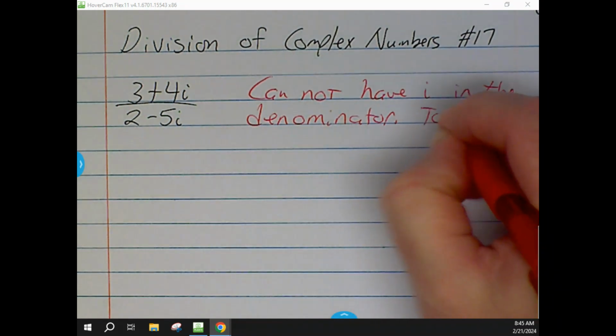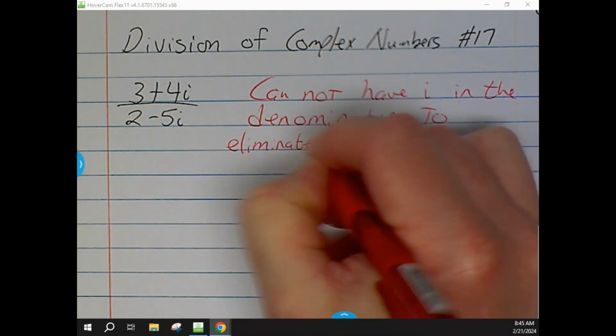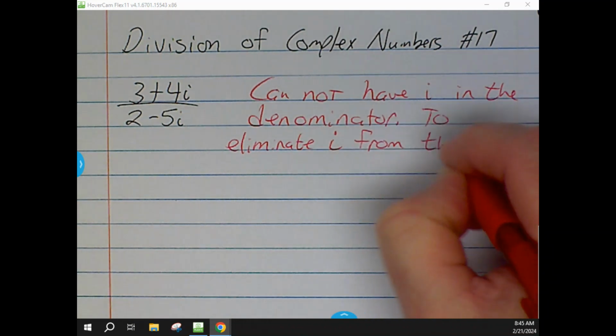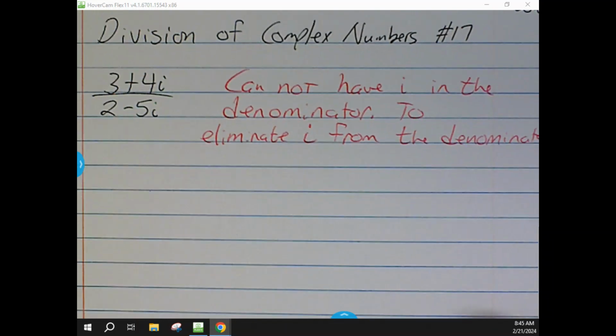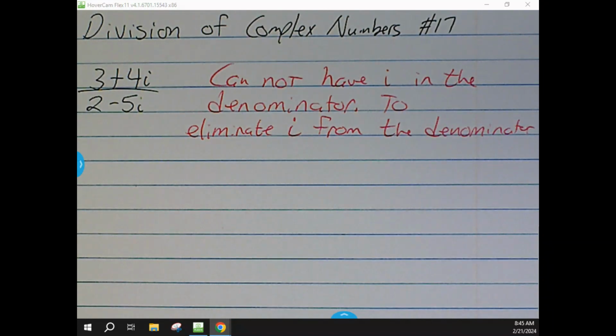So to eliminate i from the denominator, or if you're Perry the Platypus and you're fighting Doofenshmirtz and maybe a denominator, as you're going through this thing.